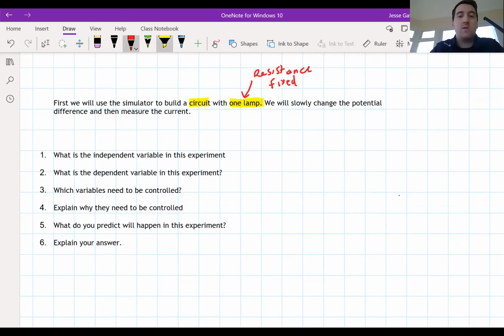What we're then going to do is slowly change the potential difference. We could do this by adding batteries. Add extra batteries and you increase the potential difference, or change the size of the battery. So instead of using a 3-volt battery, you could use a 6-volt battery, or a 9-volt battery, or a 12-volt battery, and so on. So you can change either the number of batteries or the size of the battery. That is going to change the potential difference for you. And then we would measure the current with an ammeter.